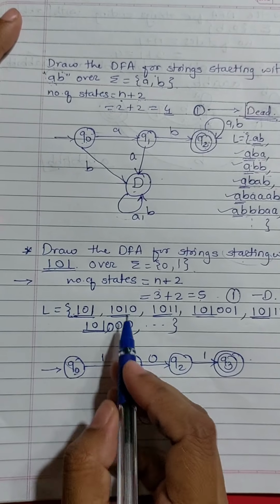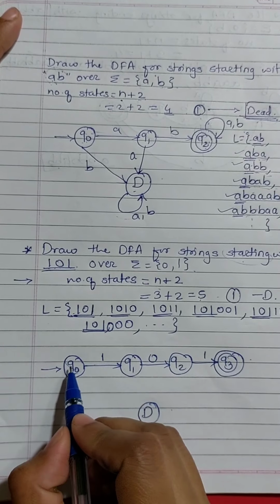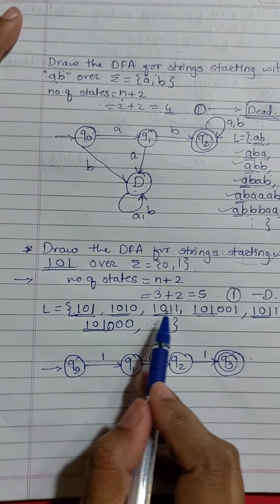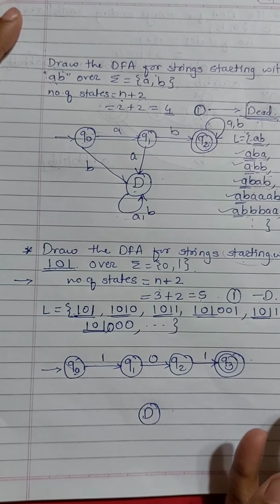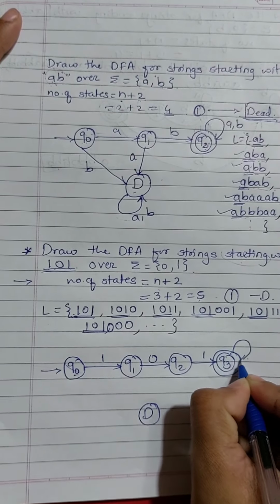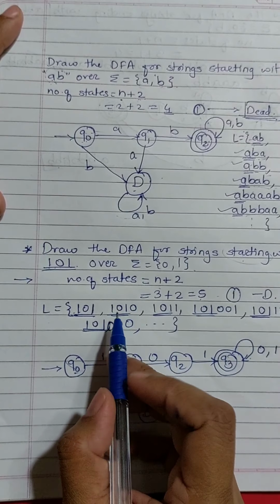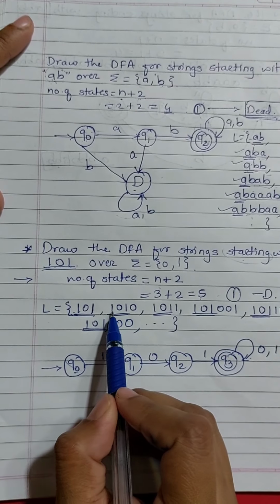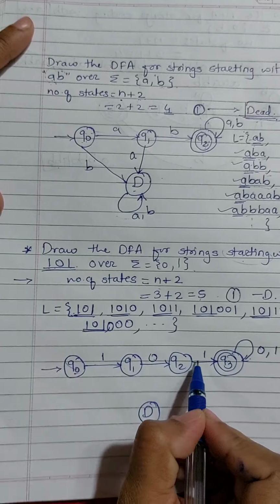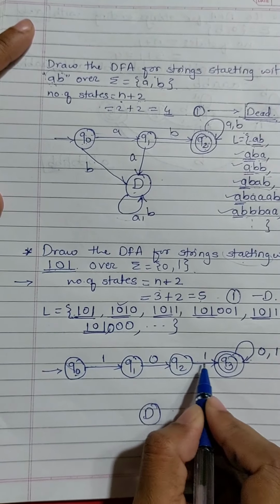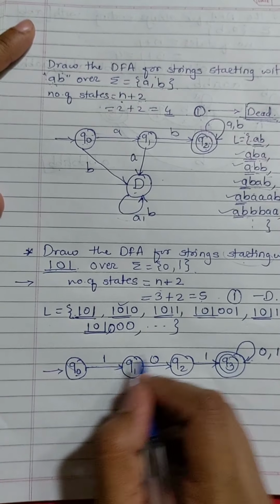Now check for the next string, 1010. It is said that 101 has to be there, and after that you can have any combination of zeros and ones. So we can put a loop over here for 0, 1. If we put it like this, now check the strings which we have. 1010 acceptable. 1011 acceptable.